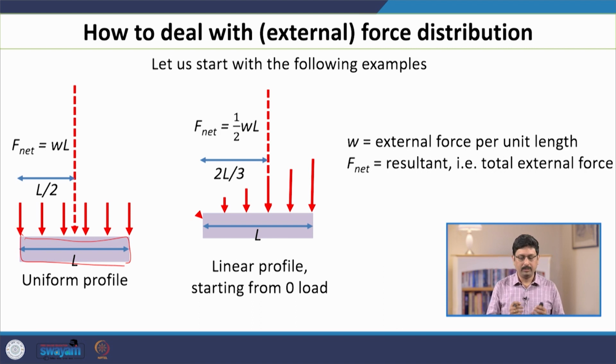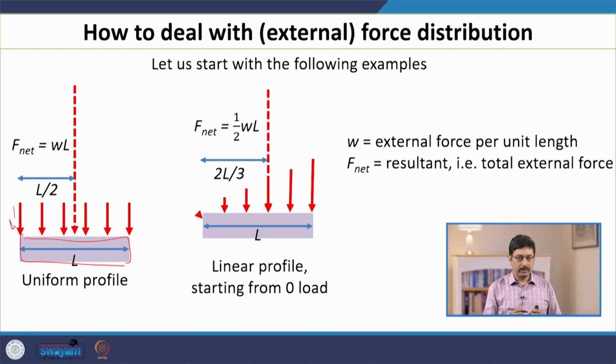So, let us start with the following examples. Here is a case of the uniform beam. These little arrows represent the load per unit length. Given this load that is distributed over a length L, what is the equivalent force? What does this equivalent force mean? It simply means that if you want to replace this uniform profile of distributed load by a single equivalent force, the total force must be the same. This is the first general principle.